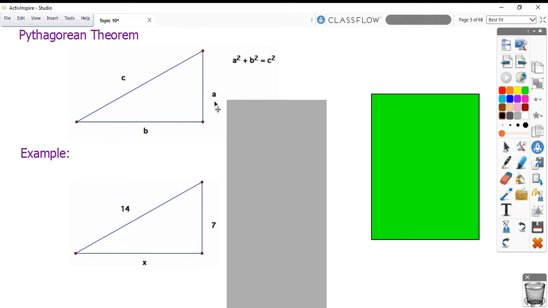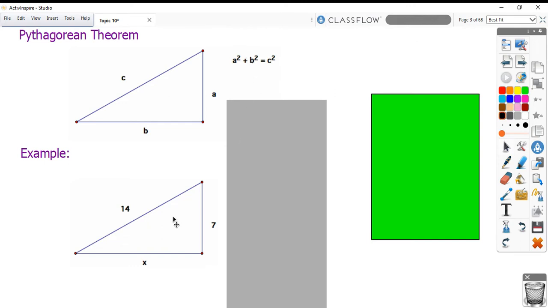When you're looking at that equation, a and b are the legs of your right triangle, and c is the hypotenuse. And so this relationship exists for every single right triangle that there ever was created. Doesn't matter how long a and b were, c always ended up matching this equation right here.